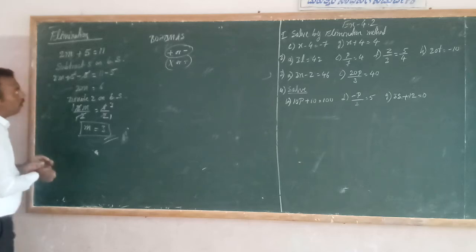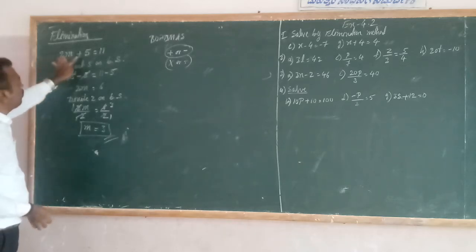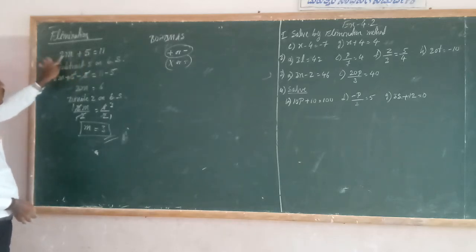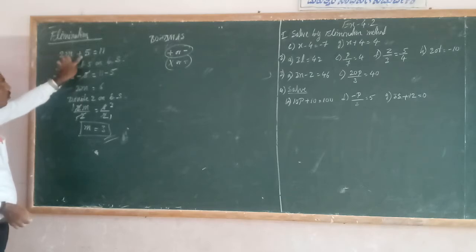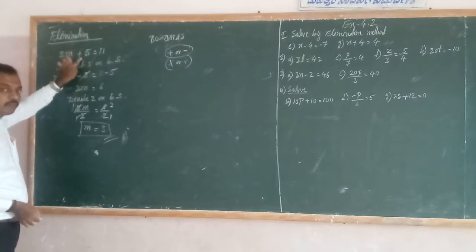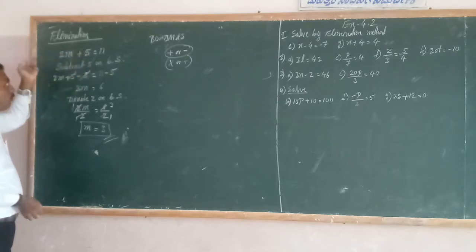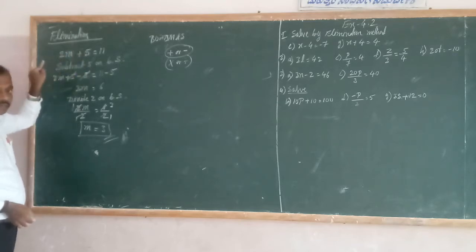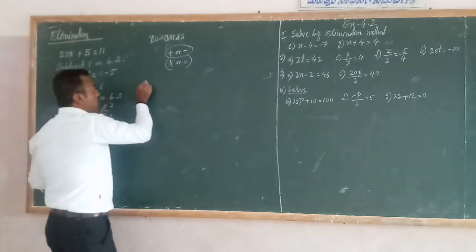So when they give questions like these, 2m plus 5, here plus is also there, into is also there. First we have to do addition or minus. If there is a minus, you have to remove the minus. If it is a plus, you have to remove the plus first. Then we have to remove the into and divide. Okay, so I will take one more example.